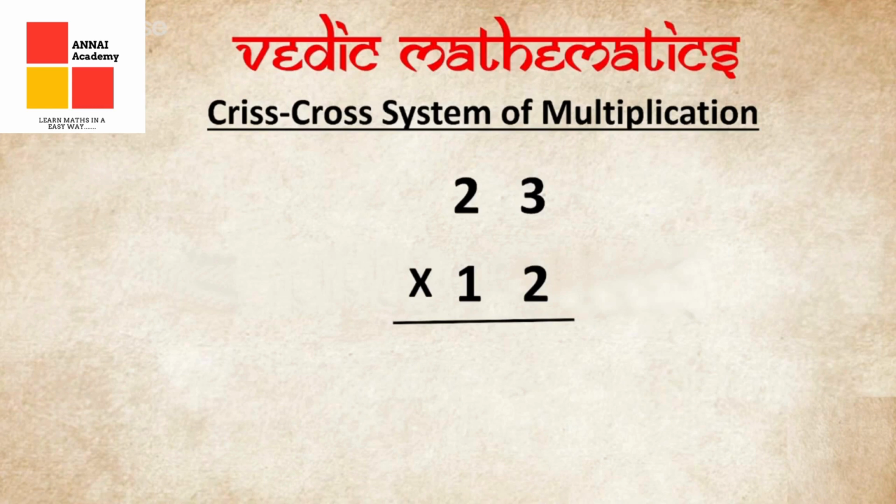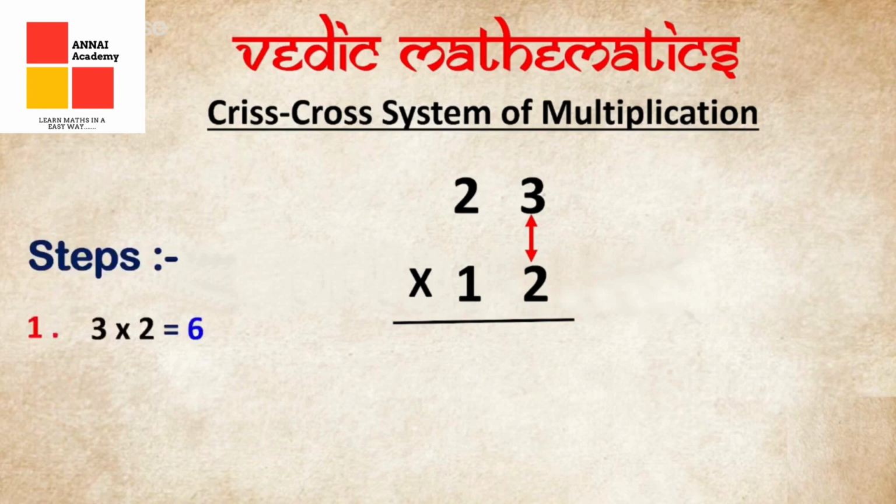First of all, we will multiply the numbers of their unit place. Here the numbers of unit place are 3 and 2. So we will do 3 into 2, 6. Let's write it in the form of steps. So what will be our step 1? 3 into 2, 6. Write 6 in your answer like this.